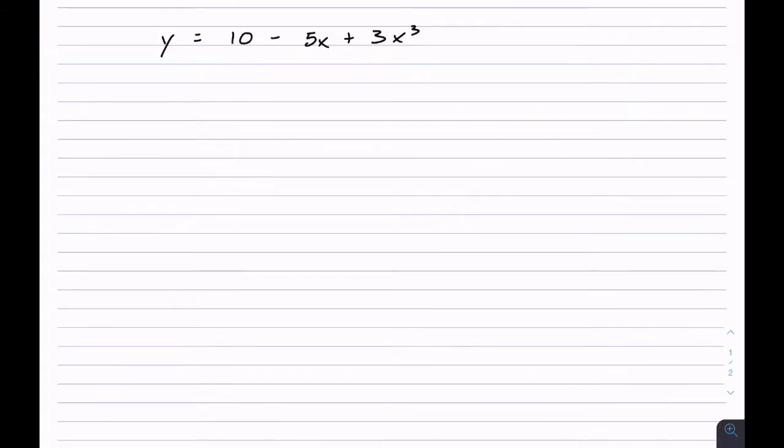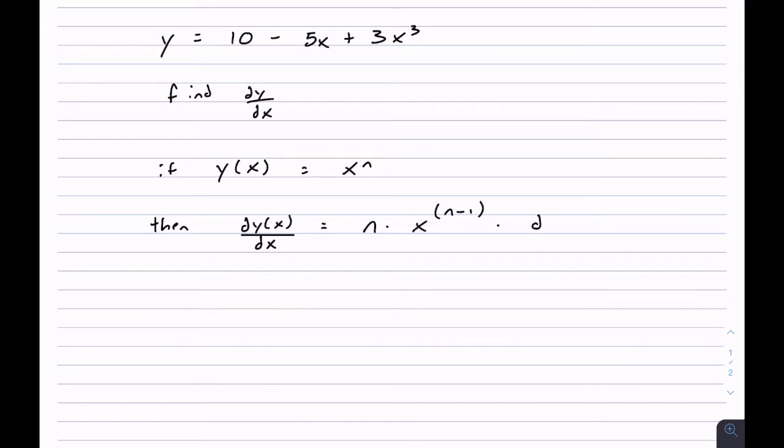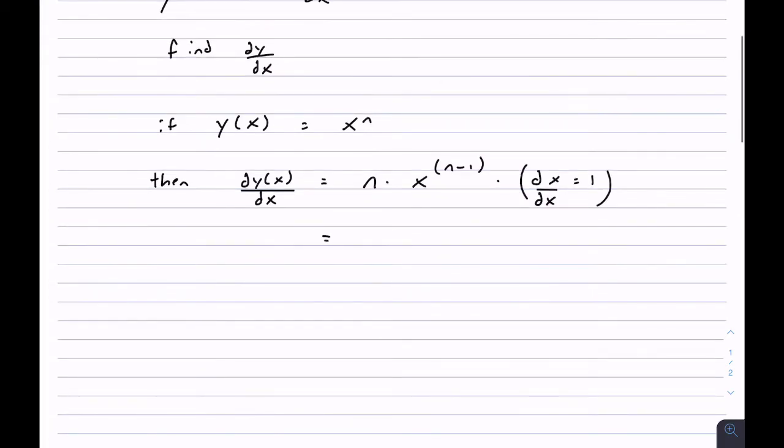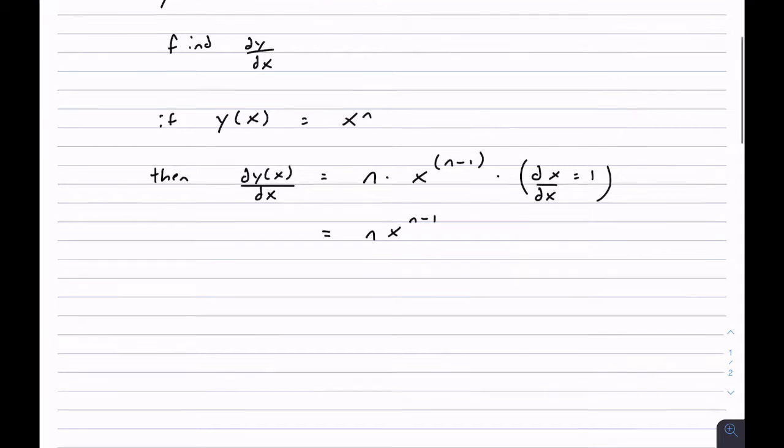Okay, so if we want to find dy/dx, we must first recall that if y of x is equal to x to the n, then dy/dx is equal to n times x to the n minus 1 times dx/dx, which is equal to 1. So dy/dx is equal to n x to the n minus 1. So this is just a quick reminder of how to take a derivative, just in case you don't remember.